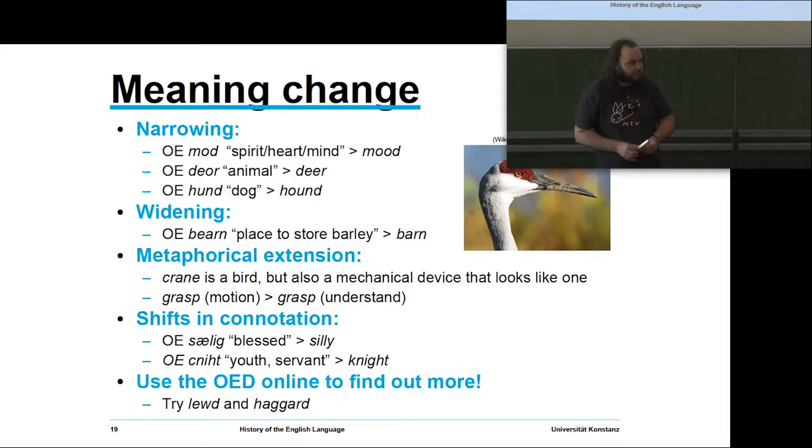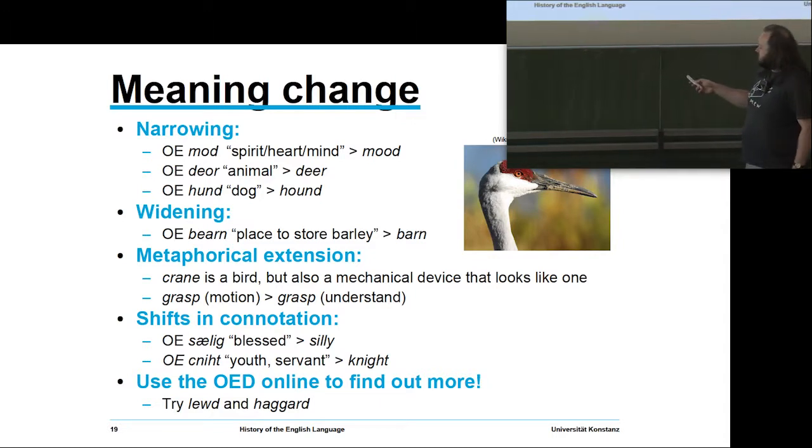You also get changes of connotation. So here we've got Old English salig, meaning blessed. This is like the German word selig. And this word comes to mean silly, right? Which is more like, I don't know, albern or something. So this is the German word, this is the English word for silly, which goes from this very positive meaning to this relatively negative meaning.